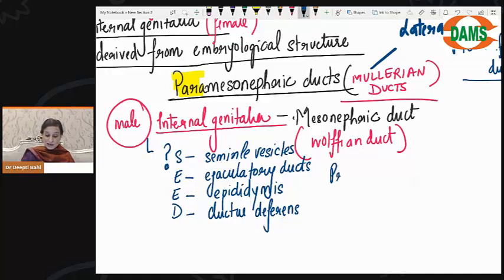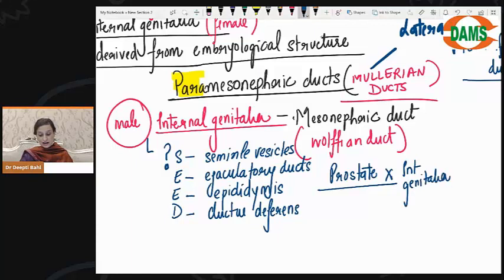Very important. Otherwise, you do it wrong in the exams. Prostate is not an internal genitalia. A lot of you would make this mistake. Prostate comes in the category of external genitalia. It is not internal genitalia. So remember it with the term SEED.